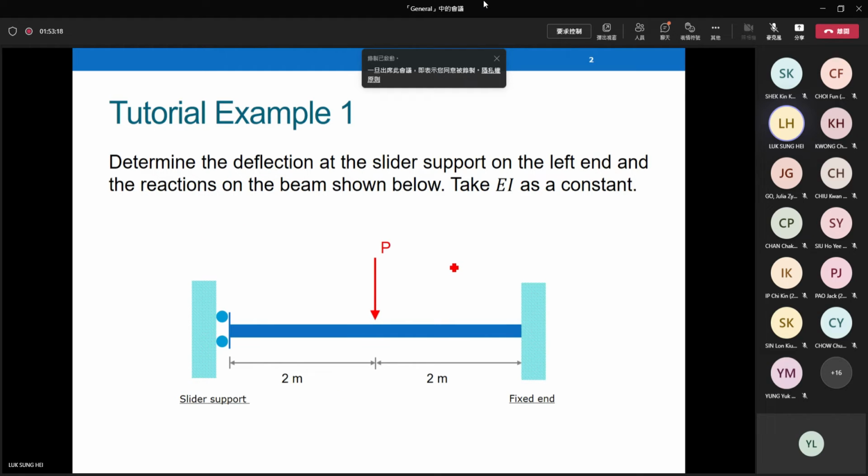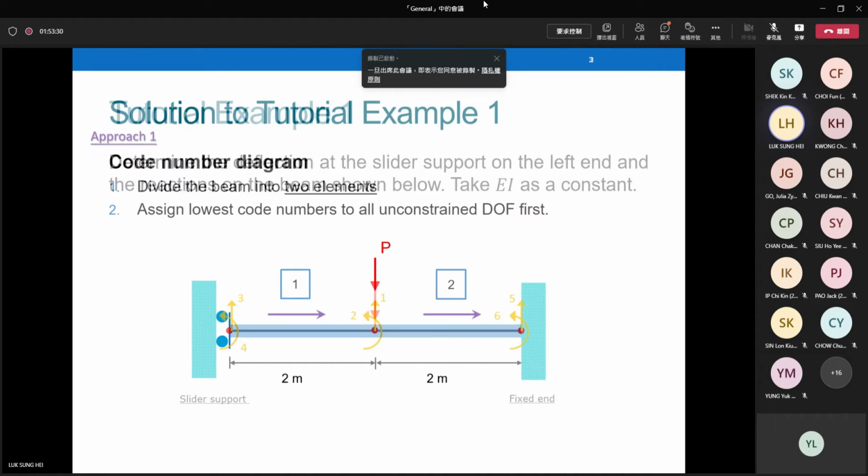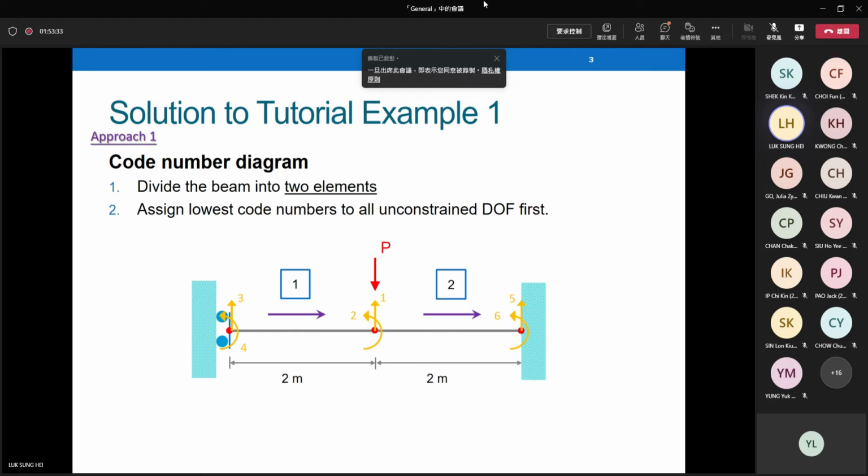So go back to these pictures. If you want to handle this problem using the Hasbook method, then you have to firstly discretize the structures into different elements and then assign the code number. At the beginning, I will demonstrate using two elements to solve this problem. Approach one, we would like to divide the whole structures into two elements and then solve it.